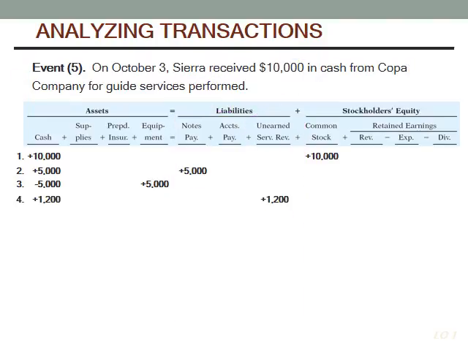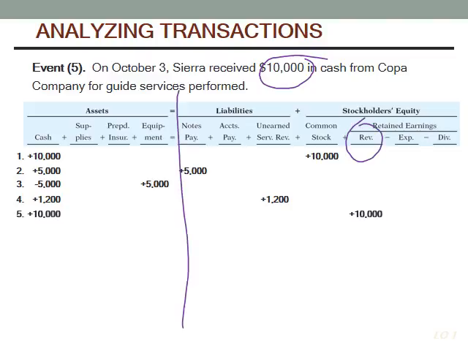All right, transaction number 5. Sierra received $10,000 cash from Copa Company for guided services performed. Okay, again, cash went up. What else changed? Okay, if we provide services, we did the work, we get to record revenue. So cash went up and revenue went up on the other side. By now, you might start seeing a pattern here that every time we have a transaction, we're going to have 2 entries on the accounting equation. They may be on the same side like in transaction 3, but there's always going to be 2 entries.